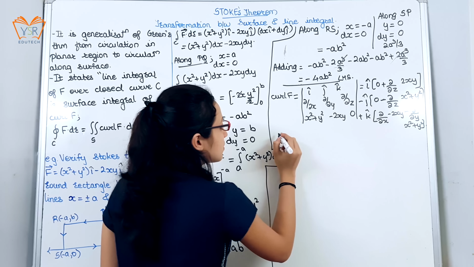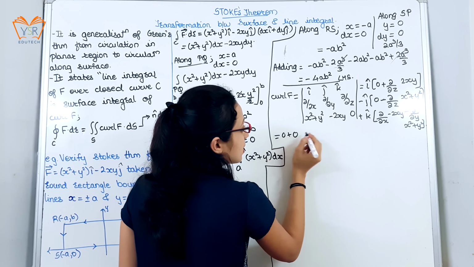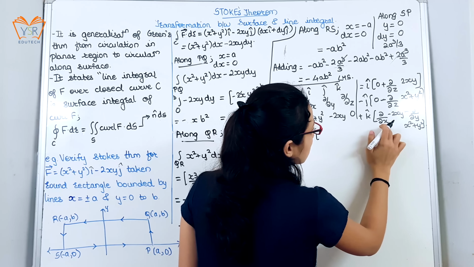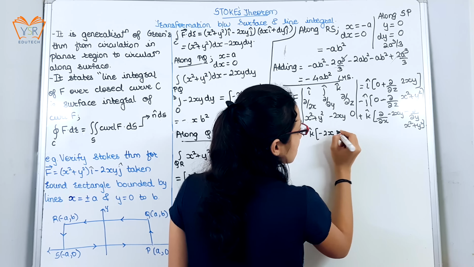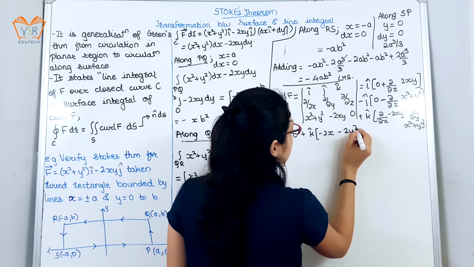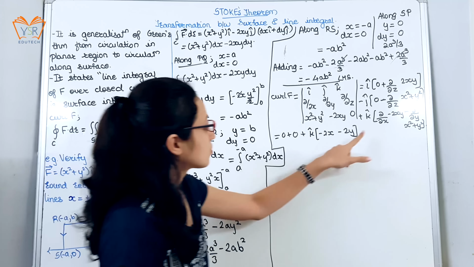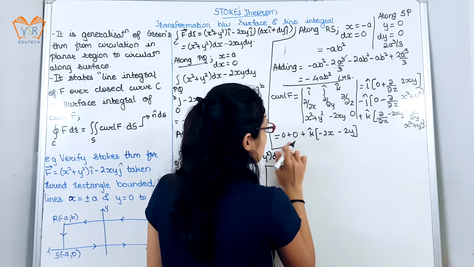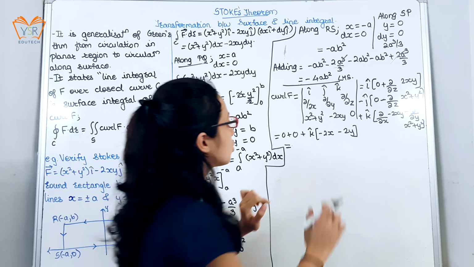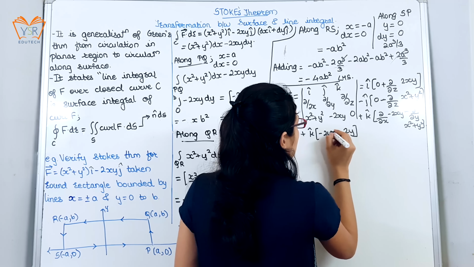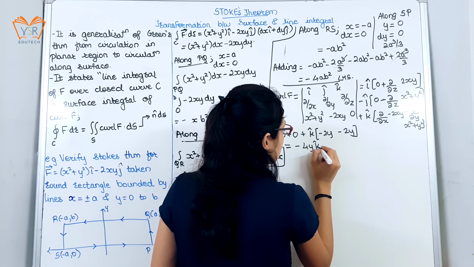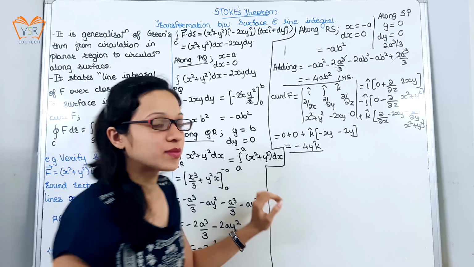So the first two terms will be 0. And the last, k cap: with respect to x we get minus 2x. With respect to y we'll get minus 2y. Okay, so the answer is minus 2y, minus 4y k cap. This is the answer of curl F.